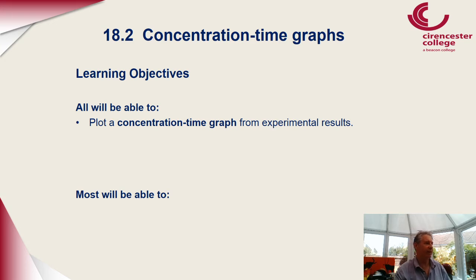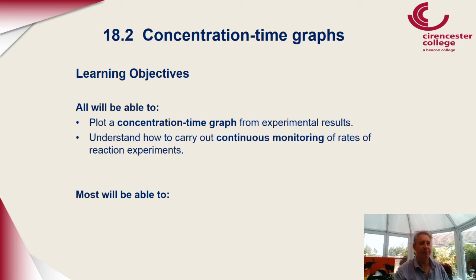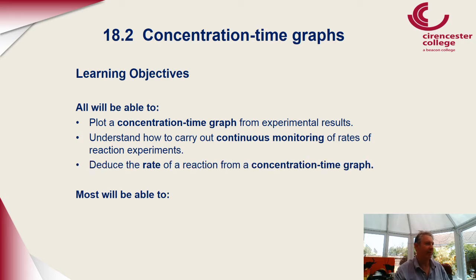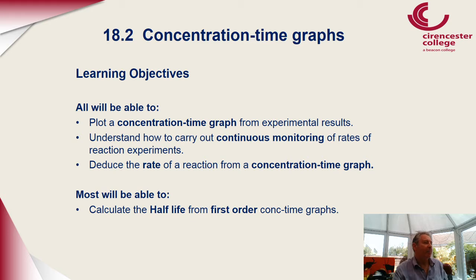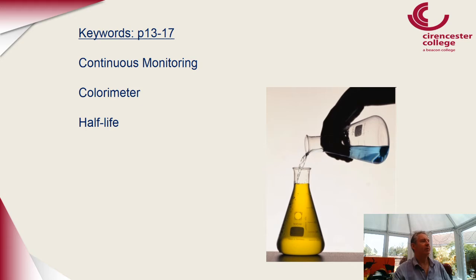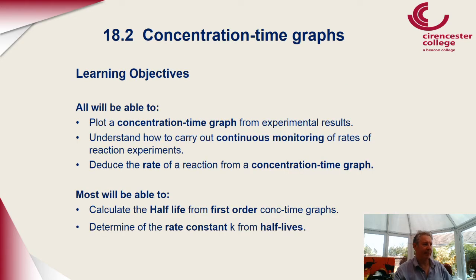We're going to plot these concentration time graphs from results from an experiment. We're also going to make sure we're continuing to understand how continuous monitoring happens. We're going to deduce the rate of reaction from the concentration time graph. You should be able to work out a half-life from the first order graph, and determine the rate constant from the half-lives. So I'll put that back up again for a second. So those are our learning objectives.